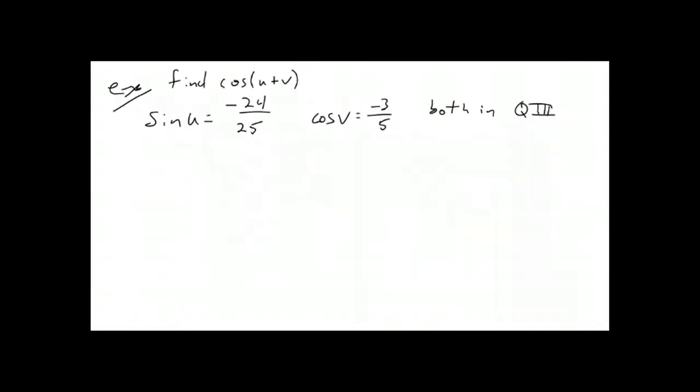Alright, this example is just a little bit different than everything that we've done before. Notice I have sine of u and cosine of v. These are two different angles with two different triangles.